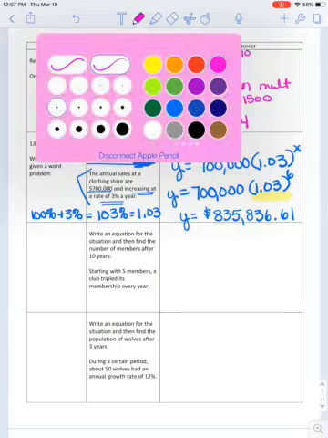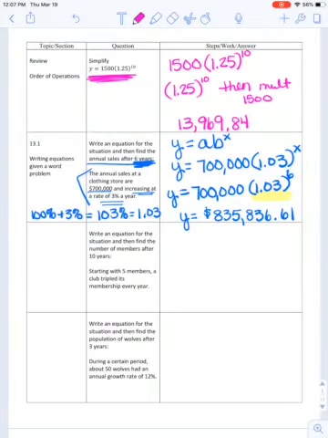Okay, let's try another one. Write an equation for a situation and find the number of members after 10 years. So we're going to write the equation first. Again, y equals a times b to the x power. It says it starts with 5 members. So what does that mean? Our initial value is 5.